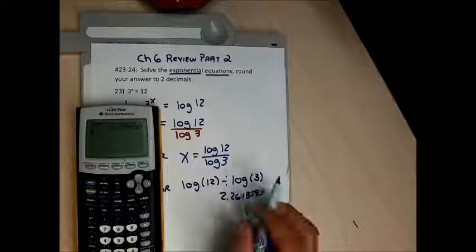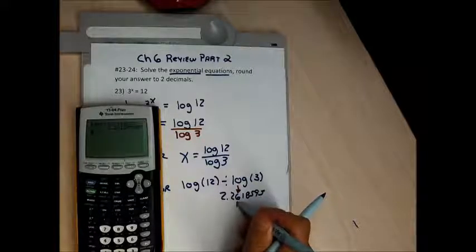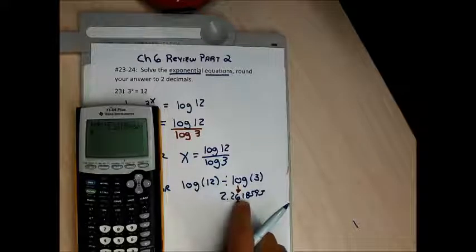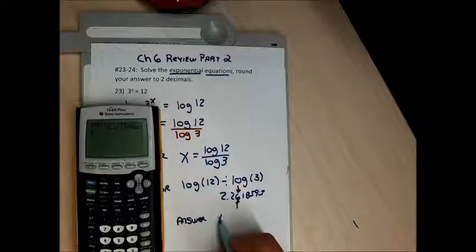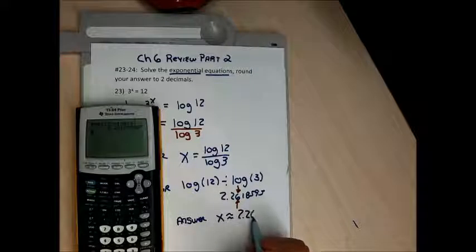2.2618595. And it says to round to 2 decimals. The number in the second decimal place is a 6. When you round to 2 decimals, you're either going to leave that 6 a 6 or bump it up to a 7. You look at the number after the 6 because it's a 1. You're not going to round that 6 up to a 7. You're going to leave it a 6. And so for my answer, I'm going to say x is approximately 2.26.